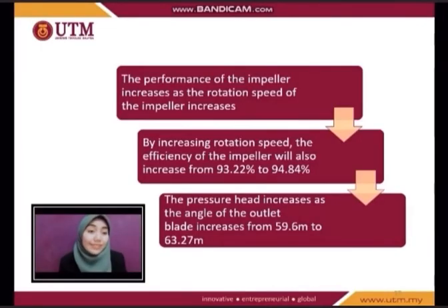Based on this study, these are the conclusions I have made. The performance of the impeller increases as the rotation speed of the impeller increases. Next, by increasing rotation speed, the efficiency of the impeller will also increase from 92.22% to 94.84% in case 2. And lastly, the pressure head increases as the angle of the outlet blade increases.